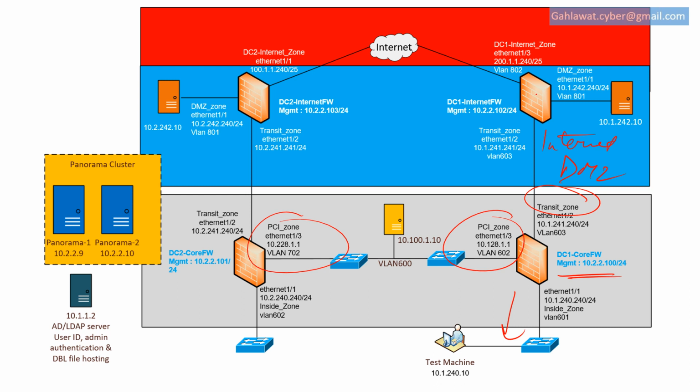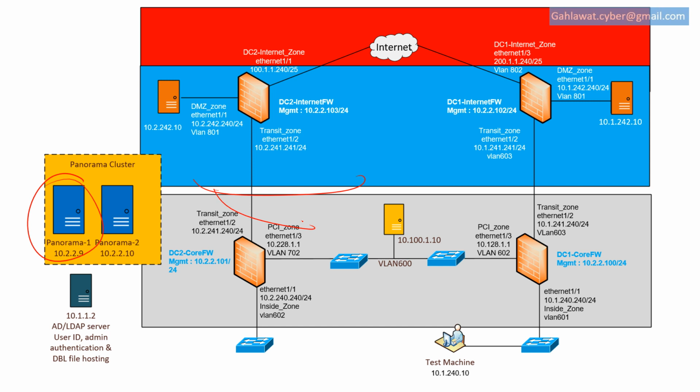And on the internet firewall, we have 3 zones. One is connecting to the internet, one connecting to the core, and one is where we have the DMZ servers, which are accessed either via the internet or from the inside. So same kind of topology for our DC1 and DC2. So we will leverage these Panorama appliances to manage these 4 firewalls.